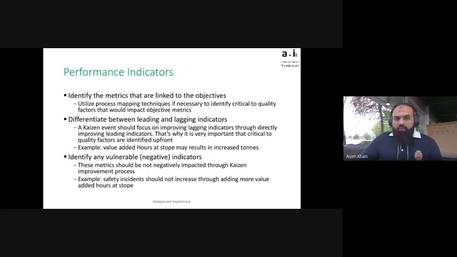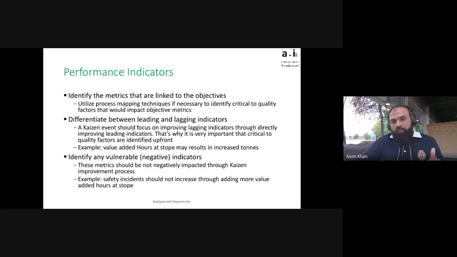Performance indicators. So there are three things here which are important to identify up front. One is what are my leading and lagging indicators of what I'm trying to improve out of the Kaizen. Leading are things which we expect to have a direct impact out of the Kaizen event. If you come up with a new process, it should improve a few things right away. And then lagging indicators are most likely the indicators which your objective statement or your problem statement is connected to.